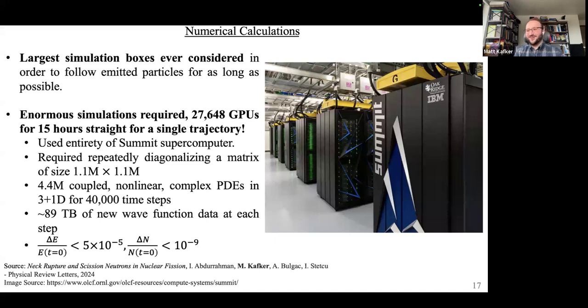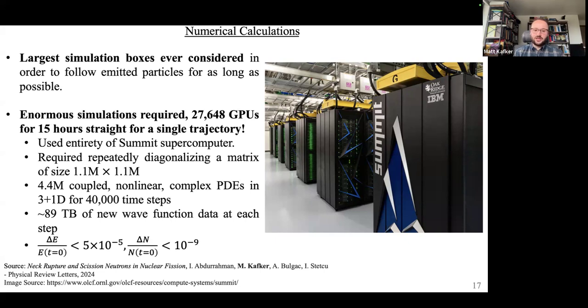We'll get there. Okay, so I mentioned a little bit that we have these interference patterns, where the neutrons at a certain point hit the boundary of the box. So why don't we just put this in a bigger box? Reasonable question. But I will say that these were the largest simulation boxes ever considered for this kind of technique, in order to follow the emitted particles for as long as possible. These are technical details, but for computing people, you might find this interesting. These were enormous simulations that were required.